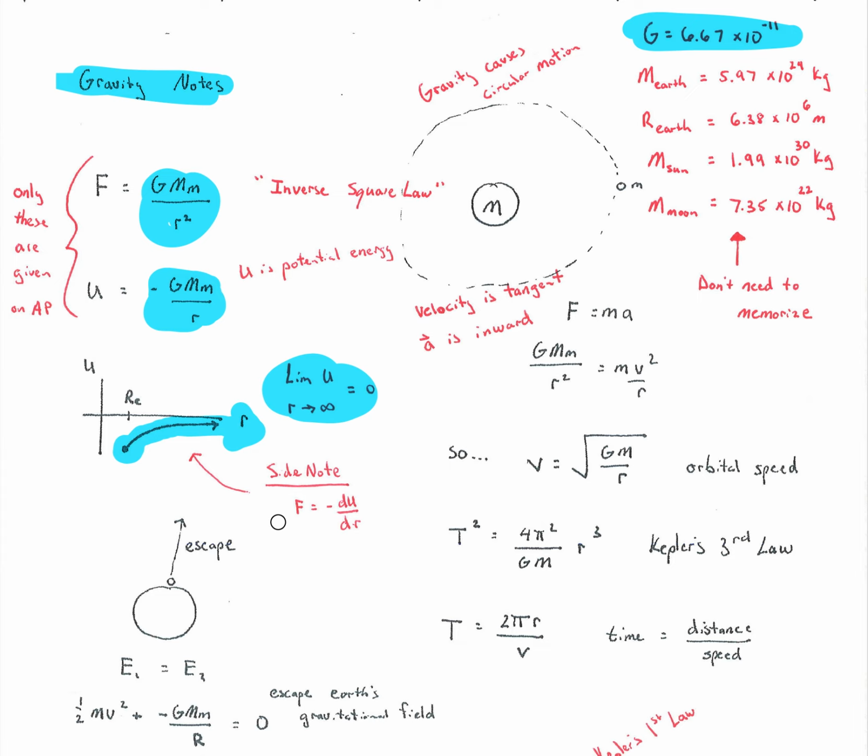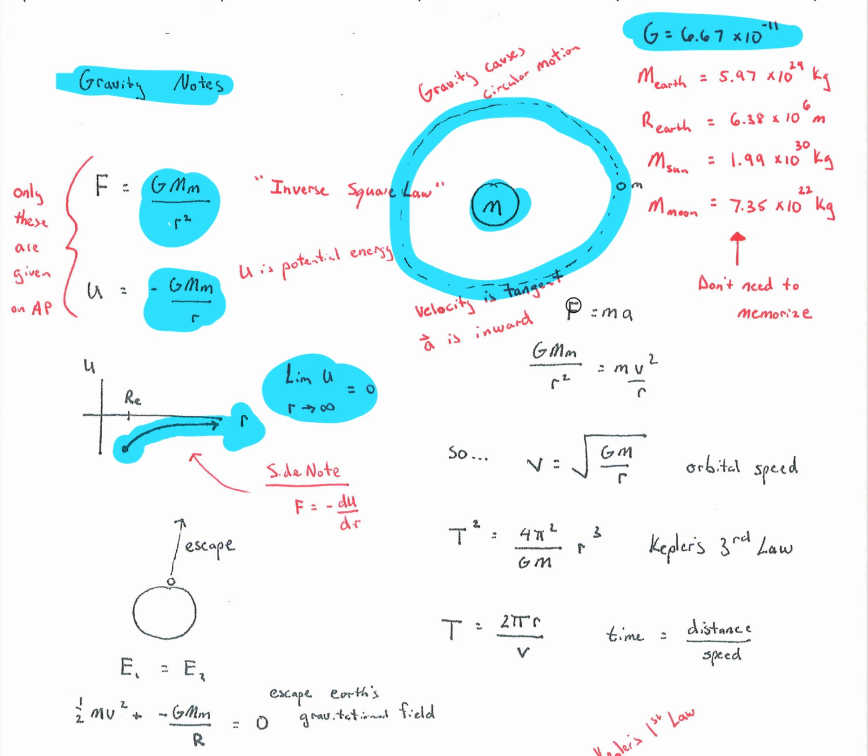Okay, so I guess the first thing most people want to look at is just orbital motion. So here's our planet, big M, and we've got a little satellite or a moon orbiting this planet in nice circular motion. We want to remind ourselves it's circular motion, so the velocity is tangent, the acceleration is inward, thus the force is inward. And in this case, the only force acting on a satellite is gravity, and gravity is pulling it inward.